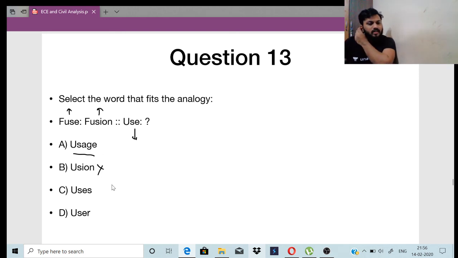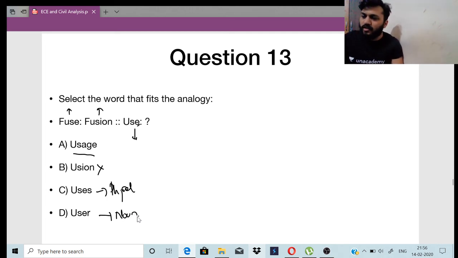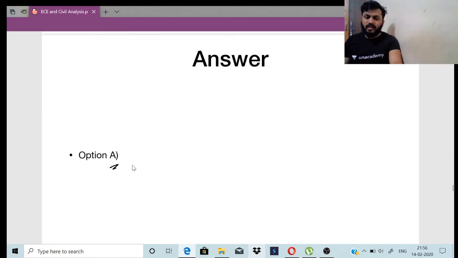Uses is just the plural of use, right? Use is singular, uses is plural. User is a noun. The person who uses is called the user. So fuse is the connection of a thing. The working of the connection of things is fusion. Use is just the use of a thing. Usage, the working of usage, two or more things together. Daily usage, monthly usage, weekly usage. So it is option A, usage, right?